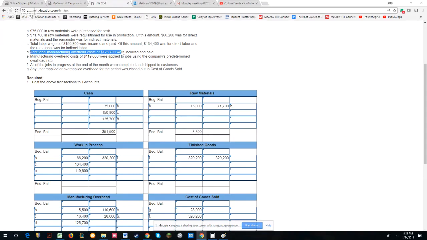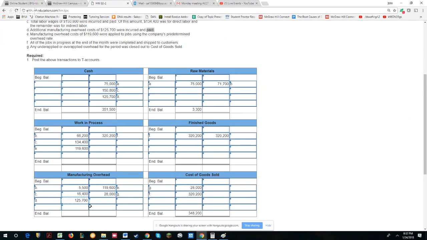Okay. So for D, I'm pretty sure this is right. I don't remember exactly, but the additional manufacturing overhead costs of 125,700, they were incurred and paid. And because it said paid, I credited cash. Yeah. Okay. And then put the rest in manufacturing overhead. So that's 126.4.